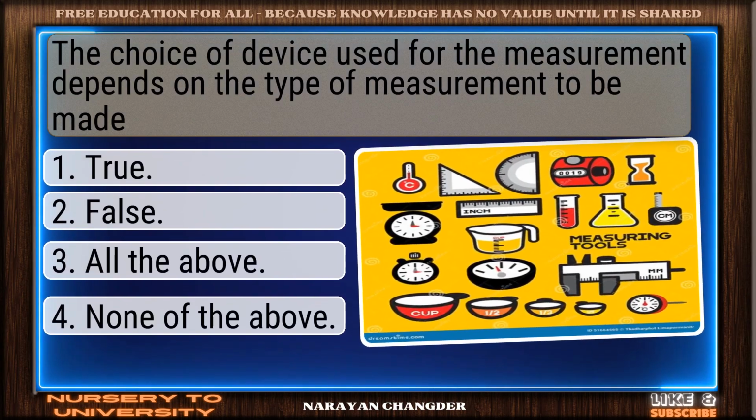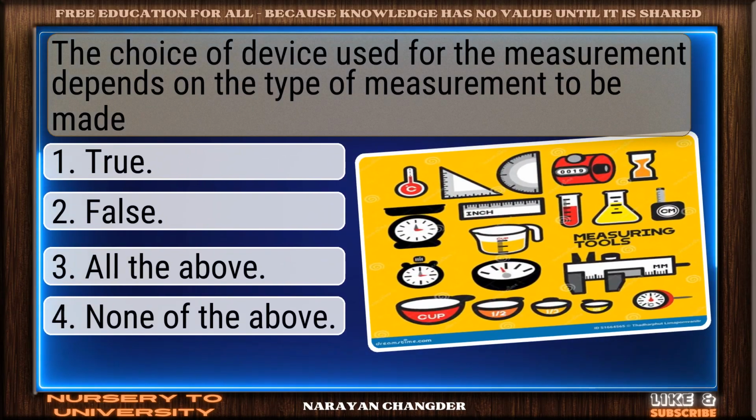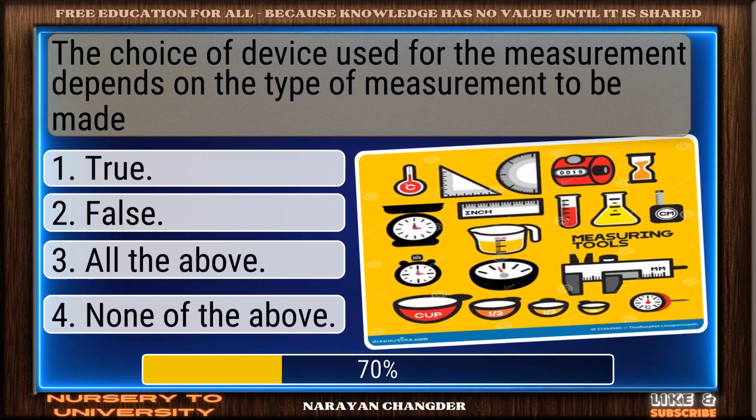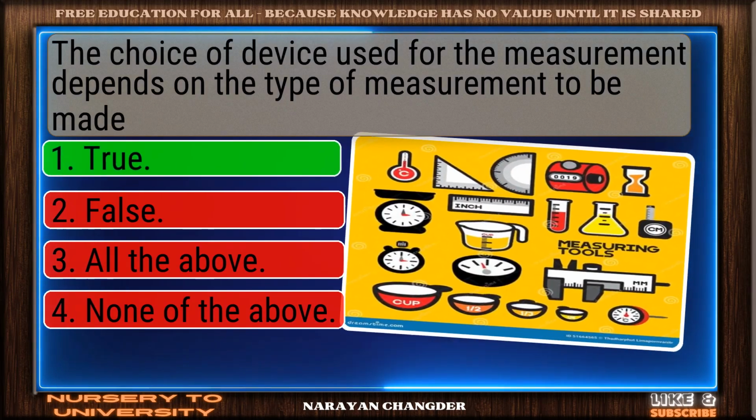The choice of device used for the measurement depends on the type of measurement to be made. Smart pick. True is the correct choice.